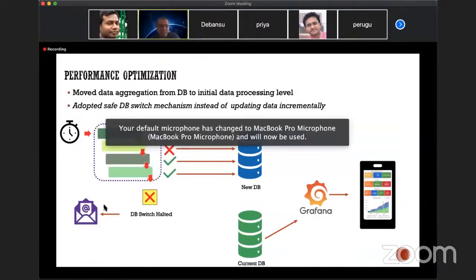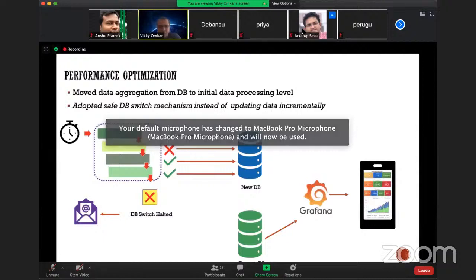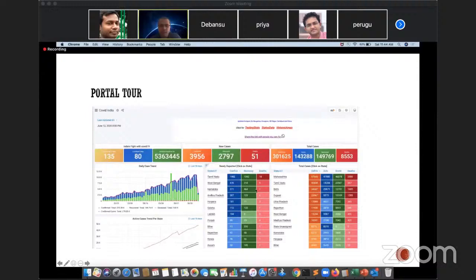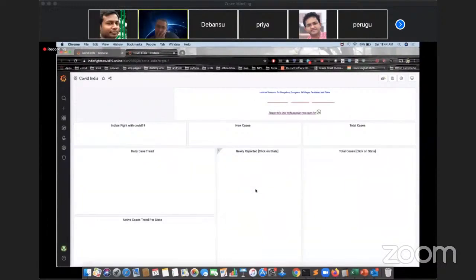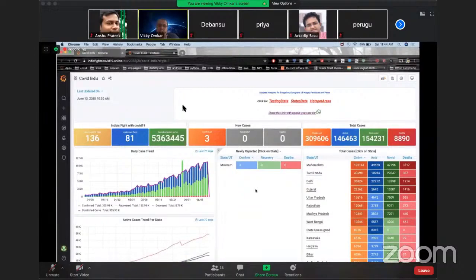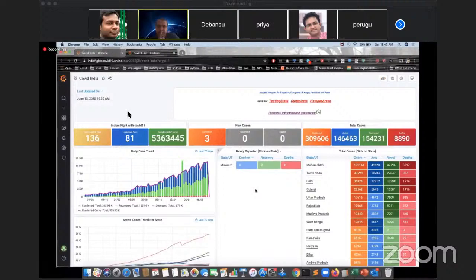Implemented how we have designed. Now let's go to the live product. So this is how it looks like. Actually, it is early morning, so most of the states update their data in the evening. So in the morning we will not see much movement happening here. But yes, you can see the layout of how we have done it.